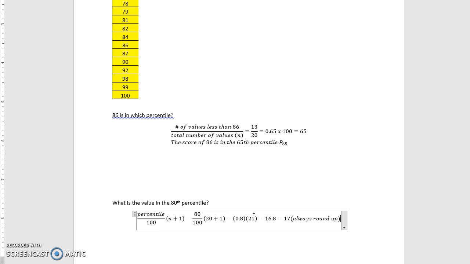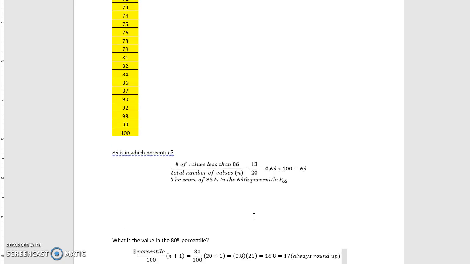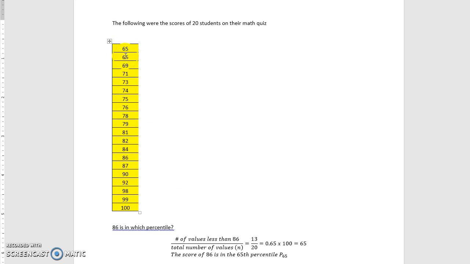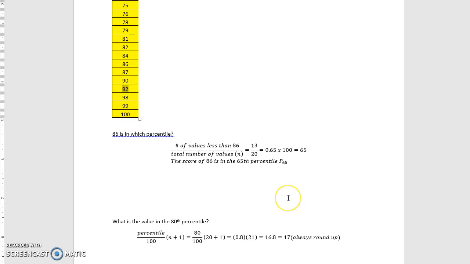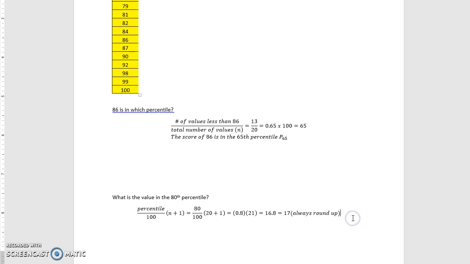And so what we're going to do is go to our list and count up 17 places. So 1, 2, 3, 4, 5, 6, 7, 8, 9, 10, 11, 12, 13, 14, 15, 16, 17. So the value in the 80th percentile would be 92. Hope that helps.